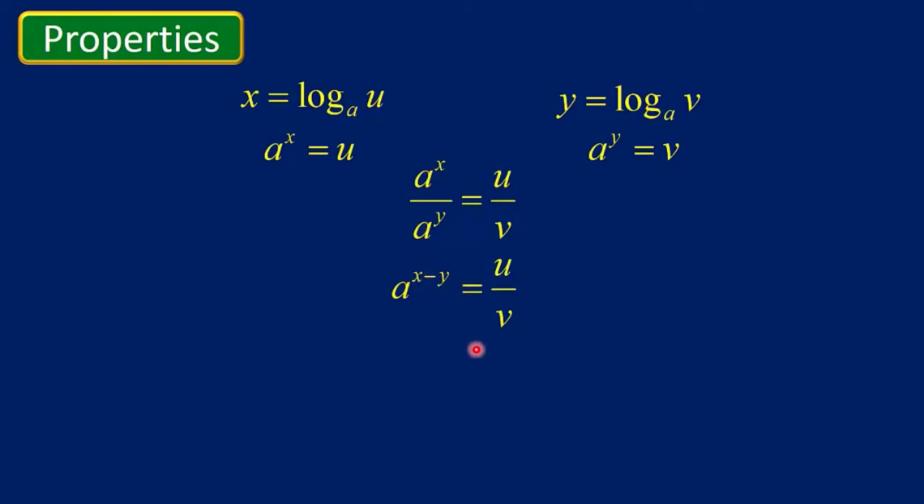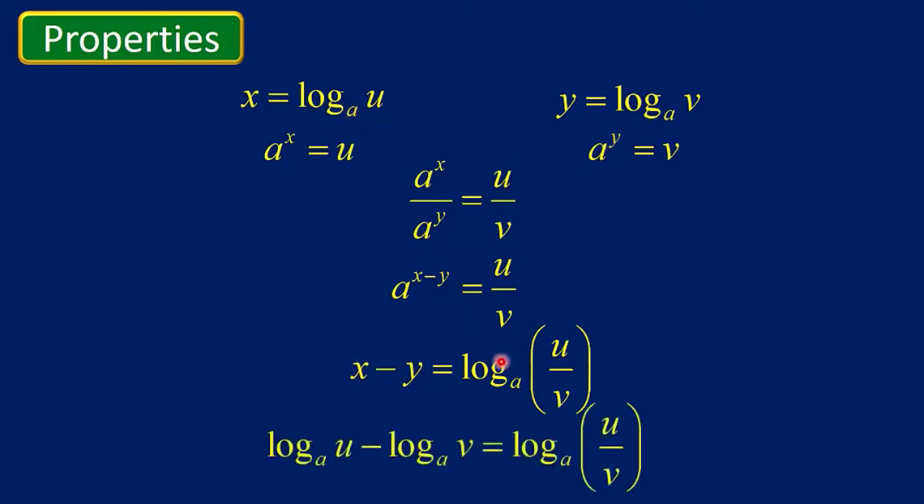Now, let's convert it back to log form. See? So it's log base a of u over v and x minus y over here. Now, likewise, notice x equals log base a of u and y equals log base a of v. So let's make that change. Now look what we have. You have log of u over v is equal to log u minus log v. That's another property of logs that we'll use.